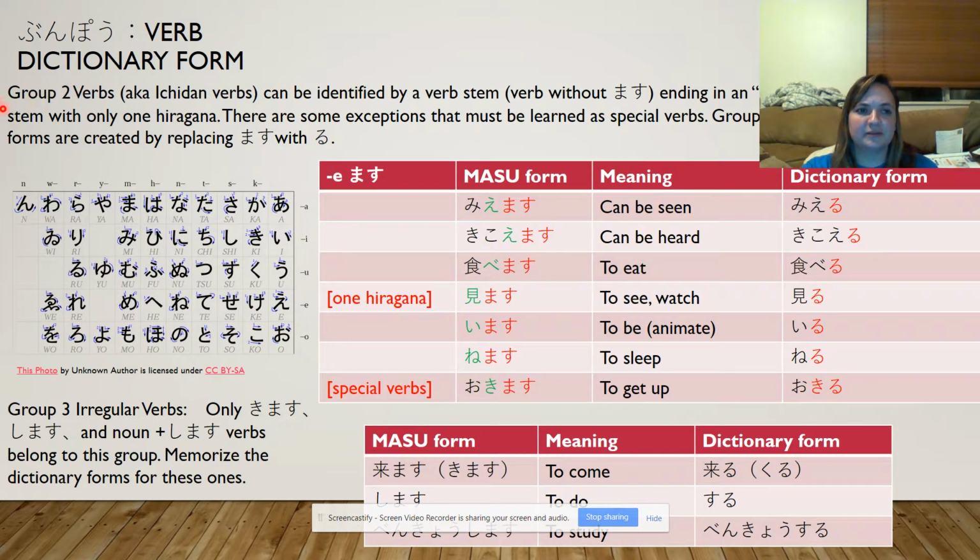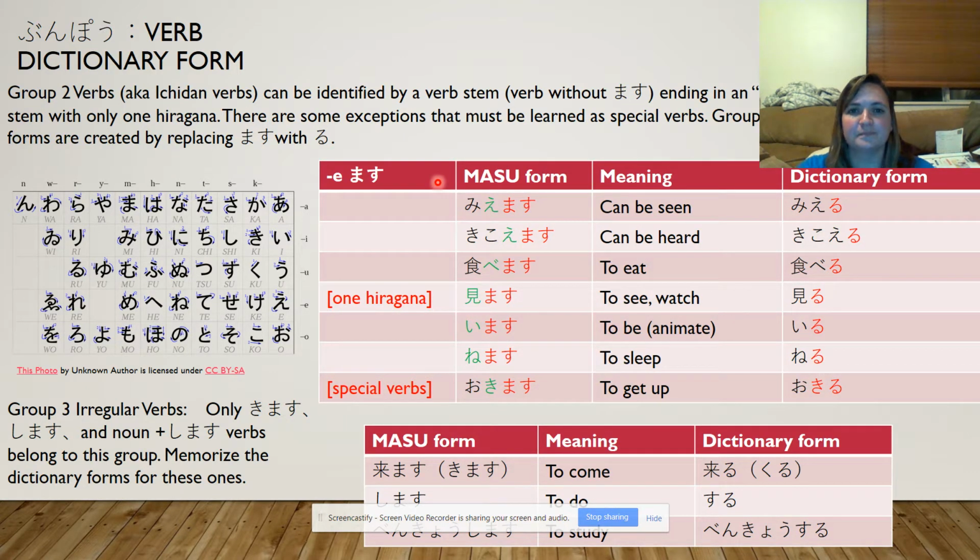Okay, our next. Still verb dictionary form, but now we're going to talk about our group 2 verbs, also known as ichidan verbs. Again, these are the easy verbs, right? They can be identified by the verb stem, the part without the mas. It ends in an e sounding hiragana, or it's a stem with only one hiragana, okay? There are a few exceptions that must be learned as special verbs, where they sometimes look like the godan verbs, but they're not. So it takes a little bit of practice. And then the group 2 or ichidan dictionary forms are created by dropping the mas and adding ru. That's it. Drop mas, add ru.